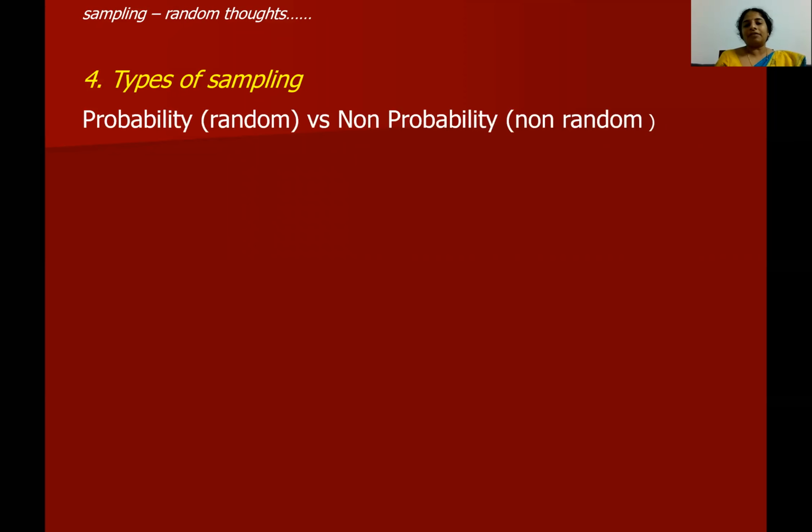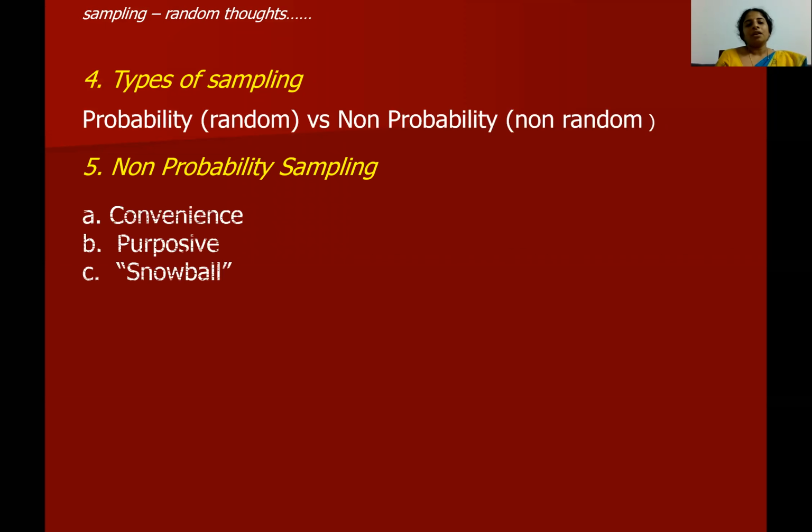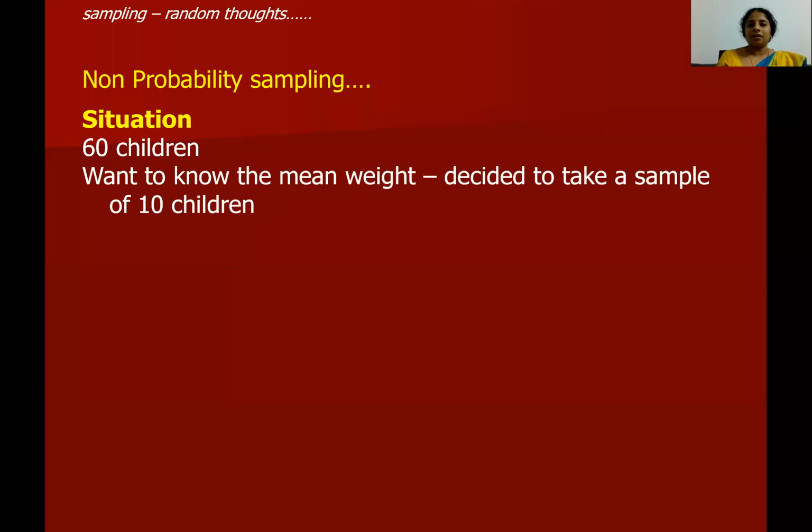Mainly, samplings are divided into two: probability sampling and non-probability sampling. You will understand the differences as you go along. So, we are going to talk about the easier way, which are the non-probability sampling, which are convenience sampling, purposive sampling, and snowball sampling. Let us see what these are.